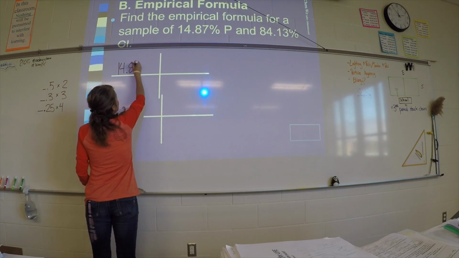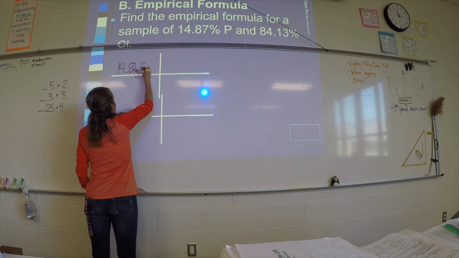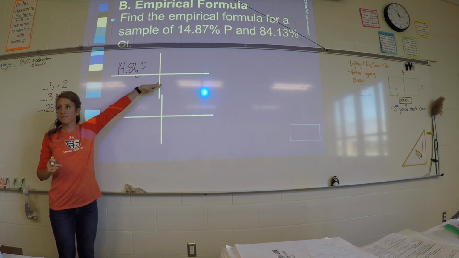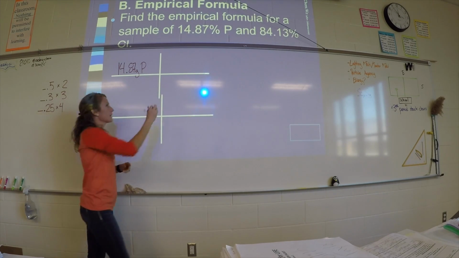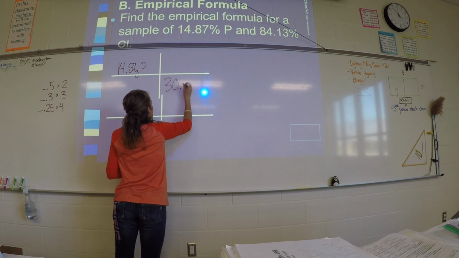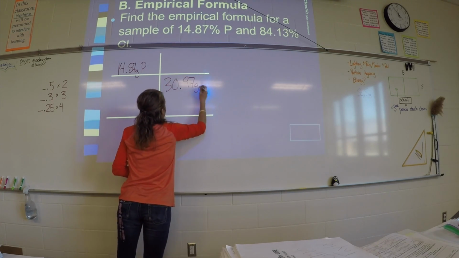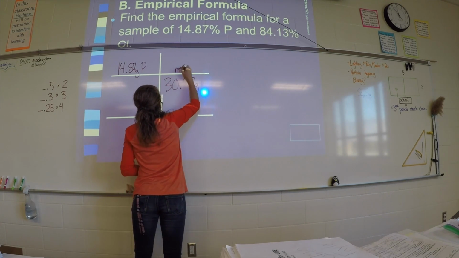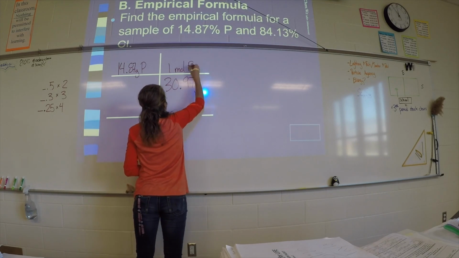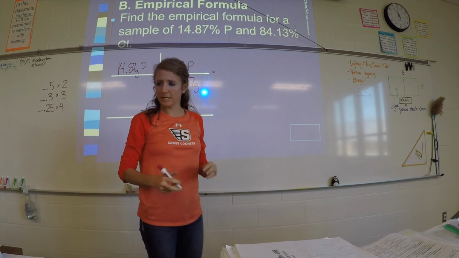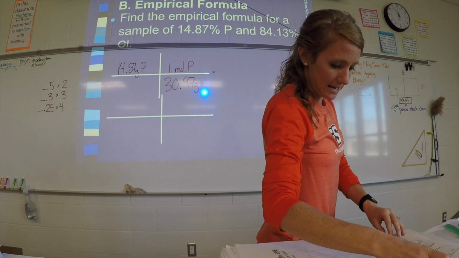Okay, so we have 14.87 grams of phosphorus. What goes on the bottom? And where did you get that 30.97 grams? That's the molar mass of our phosphorus, okay? And that's to 1 mole, which ends up being what, 0.48?